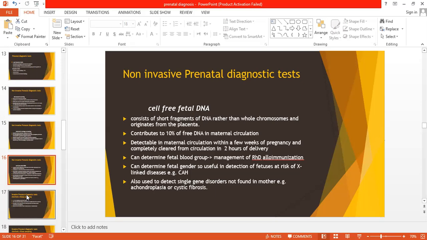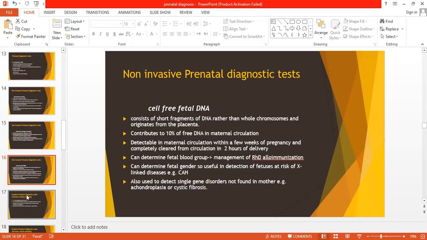ठीक है? So it consists of short fragments of DNA rather than the whole chromosomes and originates from the placenta. It contributes to 10% of free DNA in maternal circulation and it is detectable in maternal circulation within a few weeks of pregnancy and completely cleared from circulation in 2 hours of delivery. It can help determine the fetal blood group, which helps in management of RHD alloimmunization. अगर RHD negative आ जाता है fetus, so you can rest assured. If the RHD status comes positive, then you need to increase the surveillance.